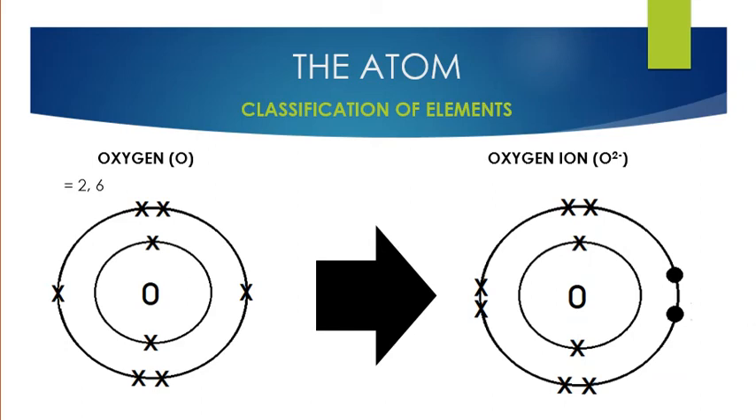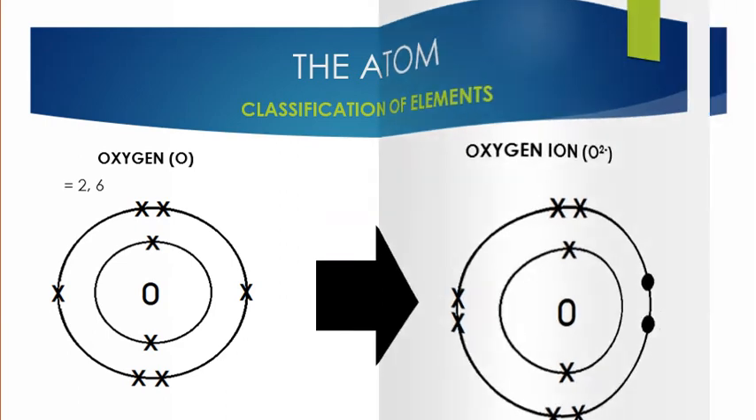So this is simply the point of ionization. It's to make elements more stable. When we look at the periodic table, we'll find out why the group 8 elements are known to be stable and why they do not undergo chemical reactions to make them stable.